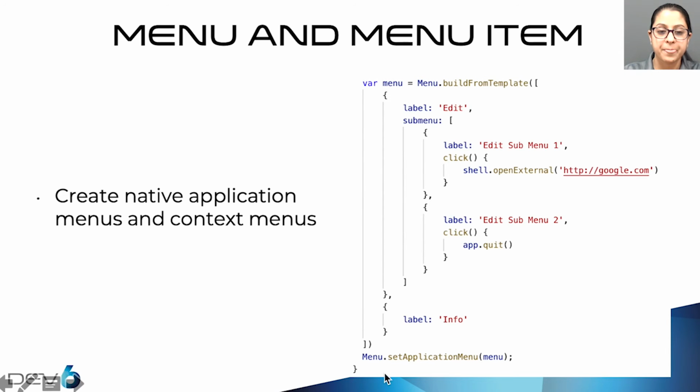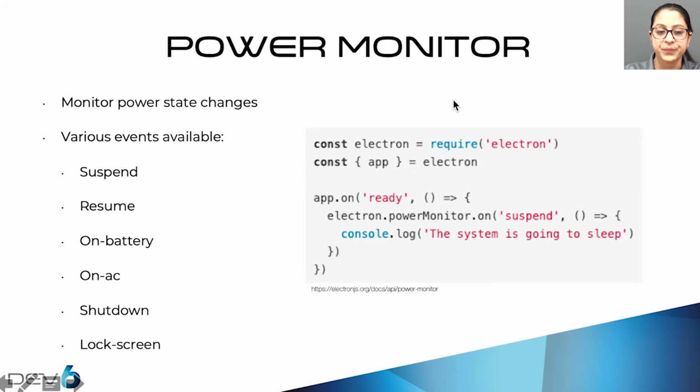And next one is power monitor. So power monitor helps you in hooking up to the various states of your operating system. That means if your application wants to write some important code based on the state of your operating system, you can very easily hook to any of these events. For example, suspend, resume, on battery, on AC, shutdown, lock screen. So all these are so easy to use.